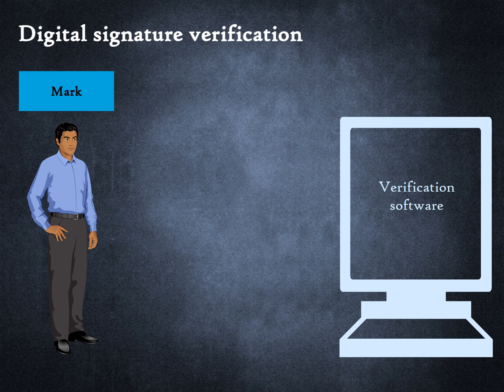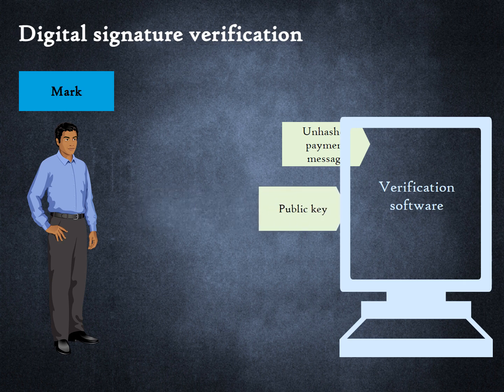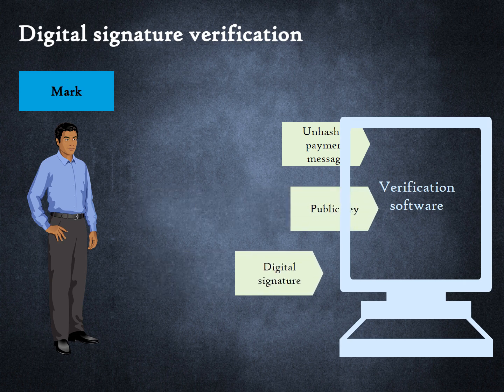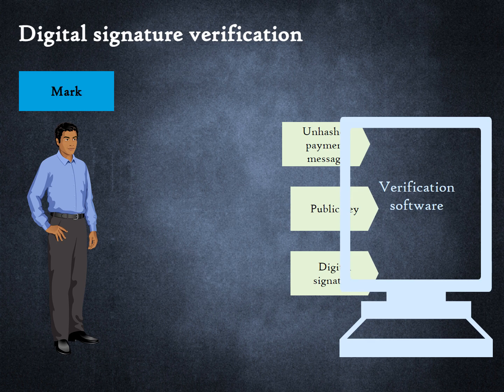First, the unhashed version of the payment message. If the same payment message is hashed using the same hashing algorithm, the output will always be the same. Hence, the verification software can independently hash the same payment message. The second piece of input is the public key. The final piece of input is the digital signature associated with the payment message. The software can execute the verification based on these three inputs.